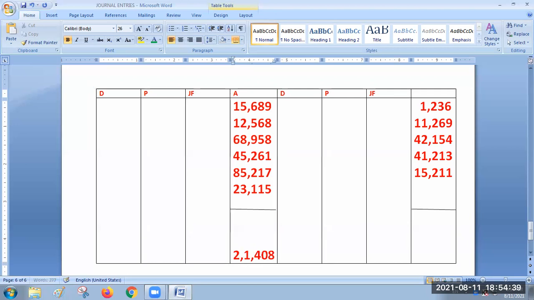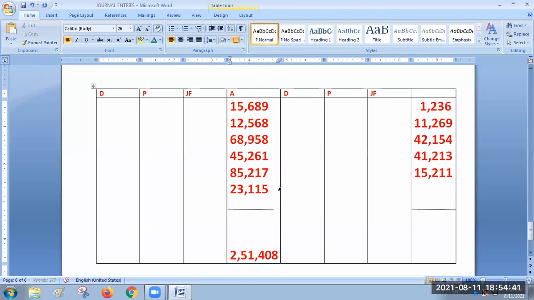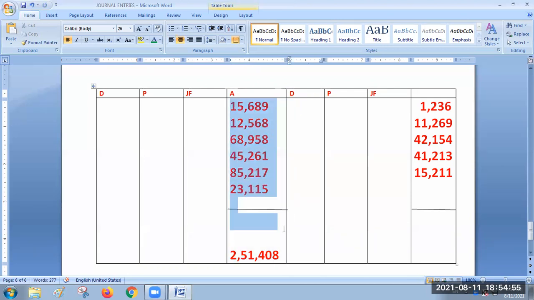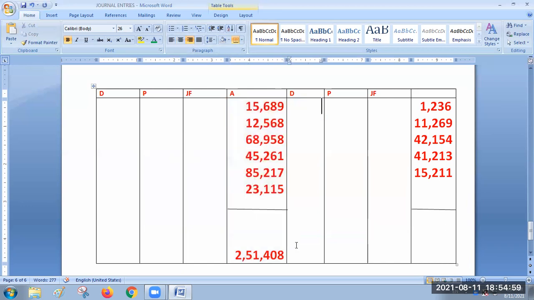Here I am getting 25. You cross check once. So if I total it, I am getting 251,408. You just cross check. I may be wrong sometimes. You check it.